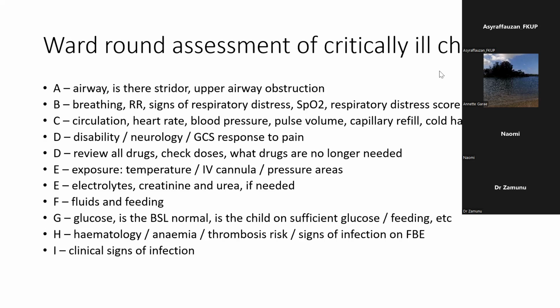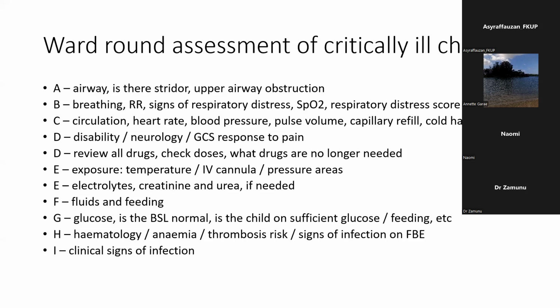Right. And last week I talked about having a way to assess children each day when you see them, if they're critically ill, on the ward round. I try to have this approach in my head. I don't follow the A, B, C, D all the time, but if you have this approach in your head, then you don't miss anything. So you think about the child's airway. Is there stridor or upper airway obstruction? You think about their breathing, their respiratory rate, their signs of respiratory distress, their oxygen saturation.